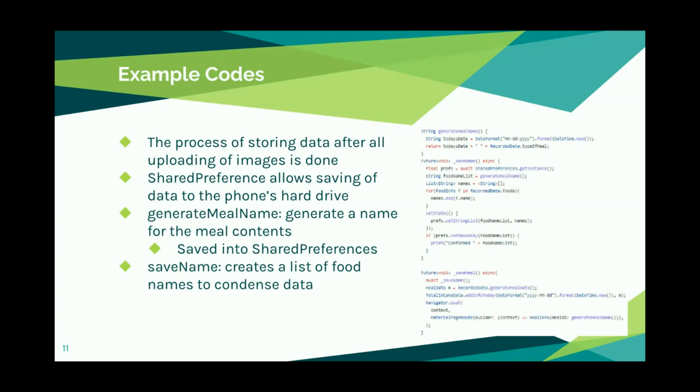About the code specifically, the string generate meal name will generate a name for the meal contents, which will be used for the saving process. Then save name will create a list of food names that are different from the foods themselves to make the data smaller. And this is important because shared preferences can only save simple data, and the contents of the list can be reverse looked up later to make sure no data is lost during the saving processes. And lastly, this list is saved into shared preferences under the name that was generated by generate meal name.